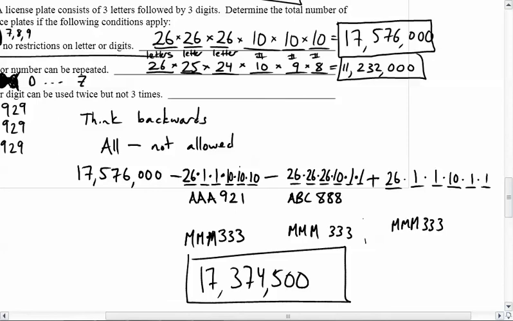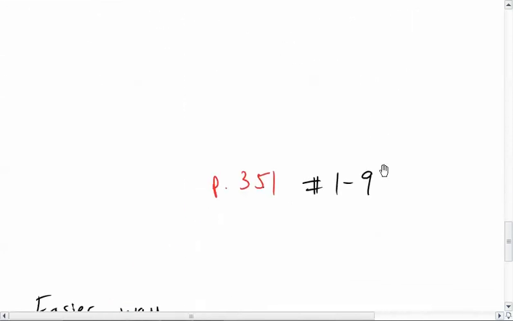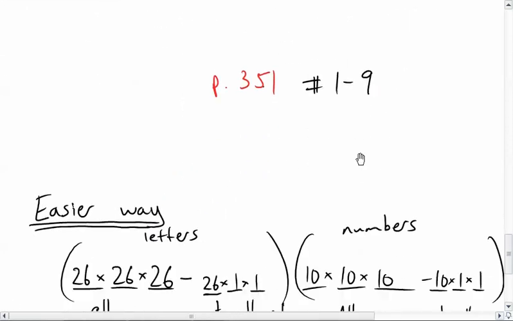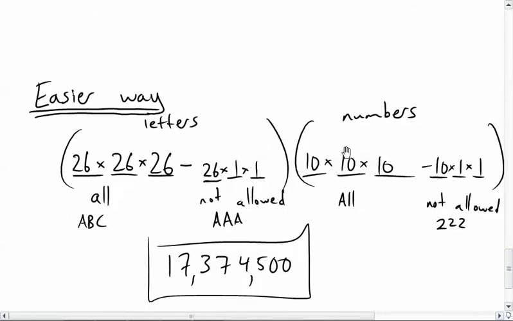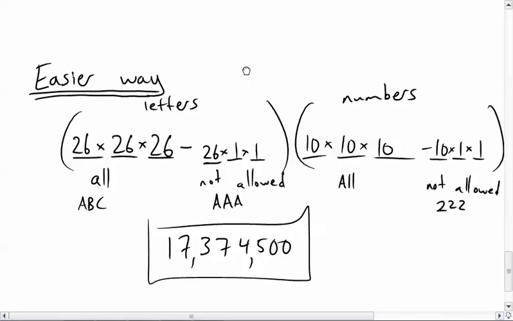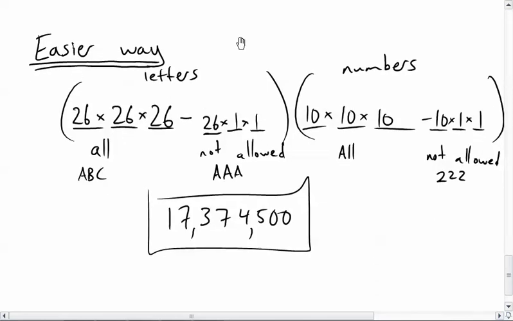So your homework for this unit is from page 351, numbers 1 to 9. And in your textbook, they have an easier way to do the letters and numbers problem. I'll just put that here. You can pause the video if you want to look at that and write it down. And that's also explained in the back of your textbook.